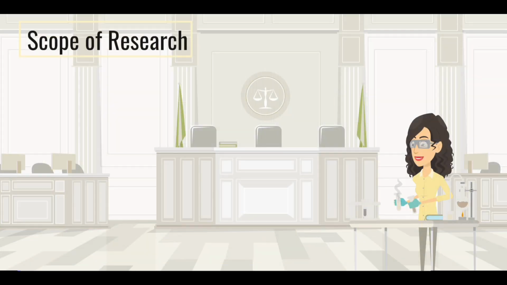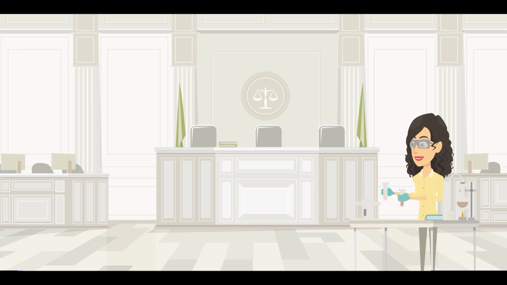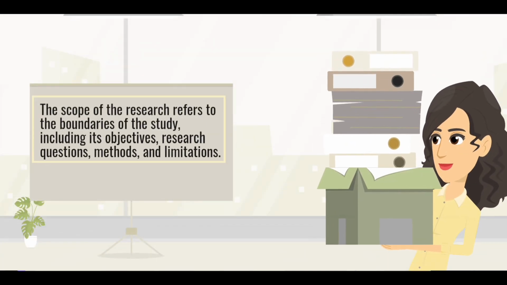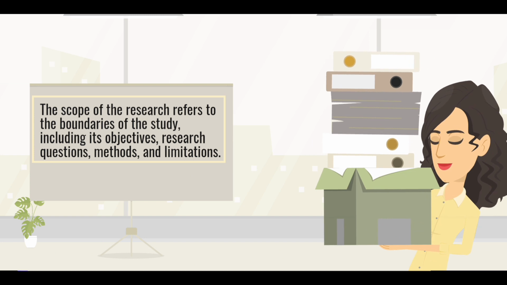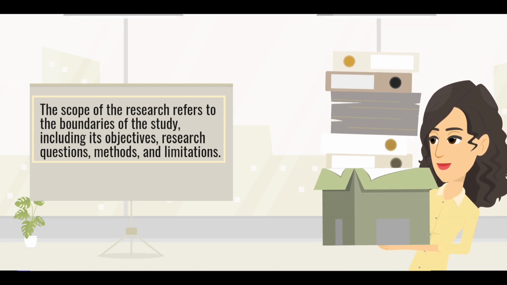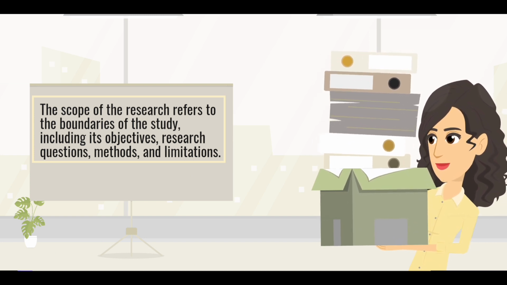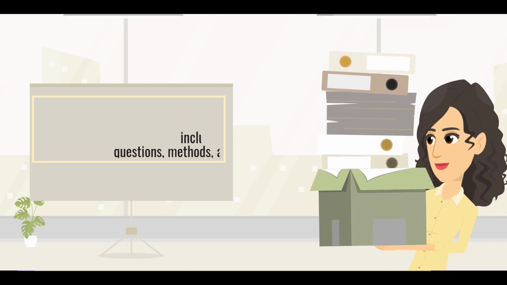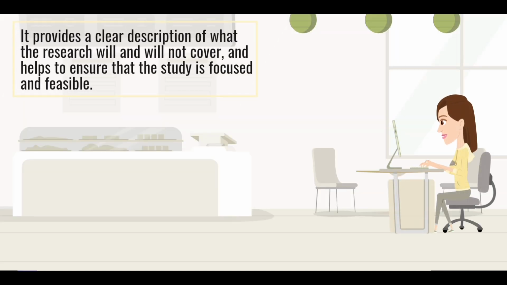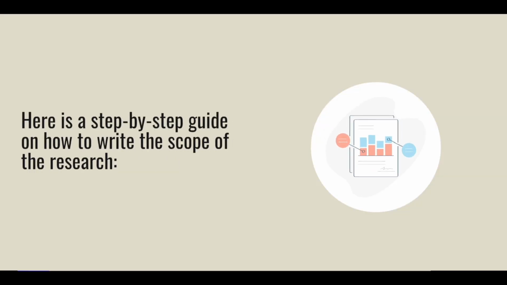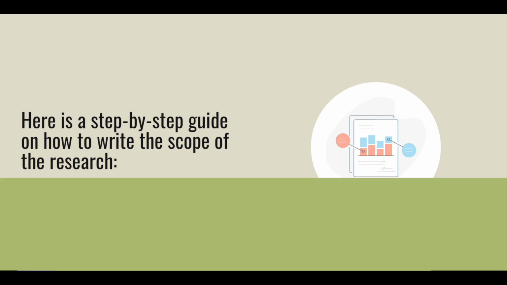Scope of research. The scope of the research refers to the boundaries of the study, including its objectives, research questions, methods, and limitations. It provides a clear description of what the research will and will not cover, and helps to ensure that the study is focused and feasible. Here is a step-by-step guide on how to write the scope of the research.